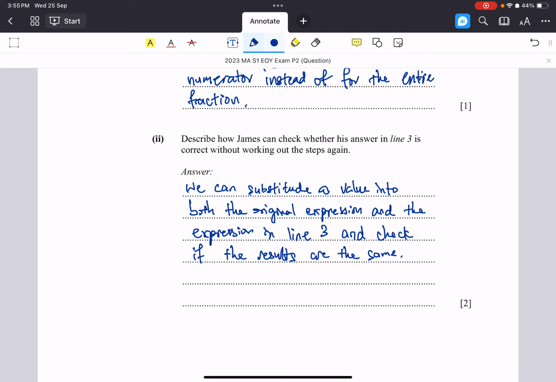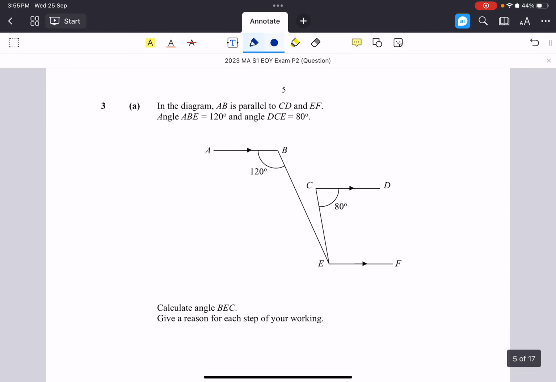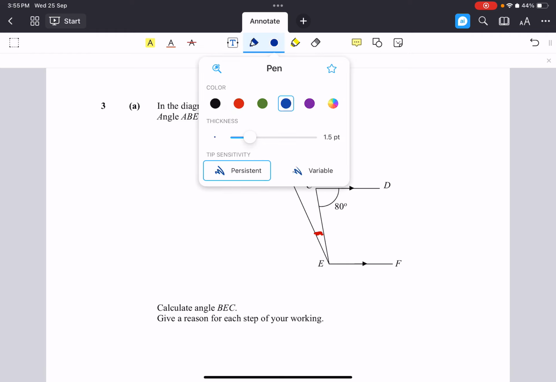Okay, right, moving on. Next question, we have geometry here. In the diagram, AB is parallel to CD and EF. Then we have the angles 120 degrees and 80 degrees also labeled for you. What we want to do is calculate angle BEC. I can mark it out in red so that you can see on the screen. BEC is this tiny little angle over here. Okay, so change back to blue pen.